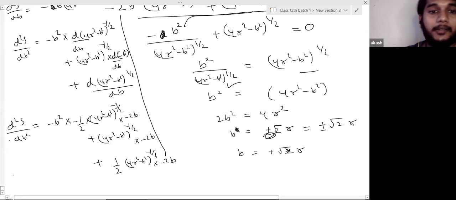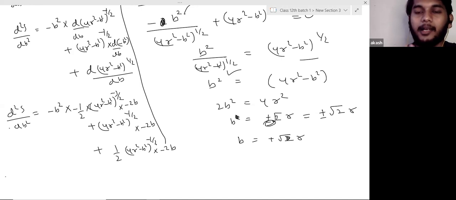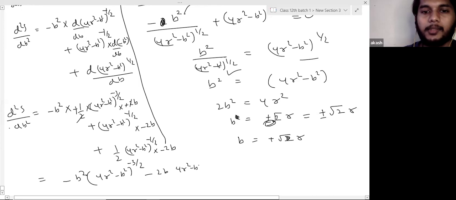Now we have to simplify this. See, all the questions we are going to do today are going to be very, very lengthy. And there is a high chance this type of question will come in the examination. So please, if you have any doubts in any step, just ask. Simplifying this, 2 and 2 is cancelled, minus minus plus, and we can take something common, but let's see first. This is minus b square into (4r square minus b square) to the power minus 3 by 2, minus b into (4r square minus b square) to the power minus half, minus b into (4r square minus b square) to the power minus half.